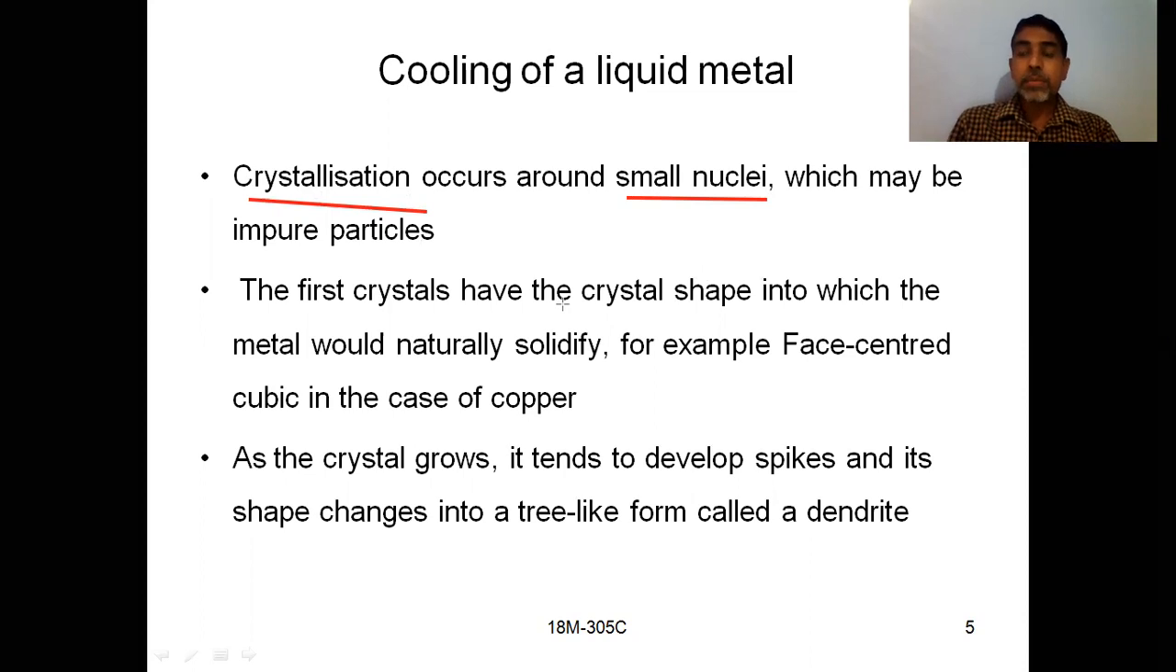So in the crystallization process, initially the nucleation process will take place. That means formation of nuclei will take place, so small nuclei will be formed. And later, around it, particles will be formed. That means the nucleus will grow. The first crystals have the crystal shape into which the metal naturally solidifies. So the first crystal that forms will have the crystal structure which the metal has. That means it may be face-centered cubic, BCC, HCP, or a simple cube.